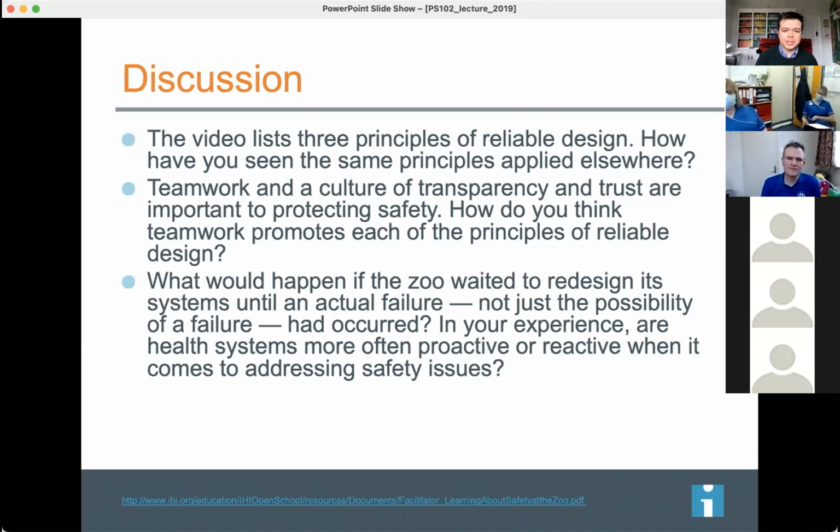So what would happen if the zoo waited to redesign its systems until an actual failure, not just the possibility of a failure, had occurred? In your experience, are health systems more often proactive or reactive when it comes to addressing safety issues? I could probably predict what your answer is.